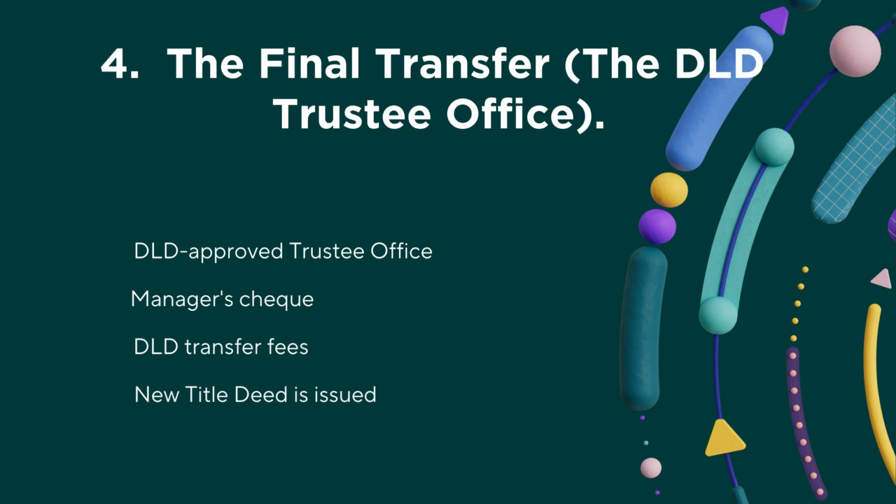The transfer. The trustee officer processes all documentation and collects the DLD transfer fees, 4% of the sale price, usually paid by the buyer. The title deed. The DLD system officially transfers the ownership, and a new title deed is issued electronically in the buyer's name. The entire process, from signing the Form F to getting the new title deed, typically takes about 15 to 30 working days if the property is mortgage-free.